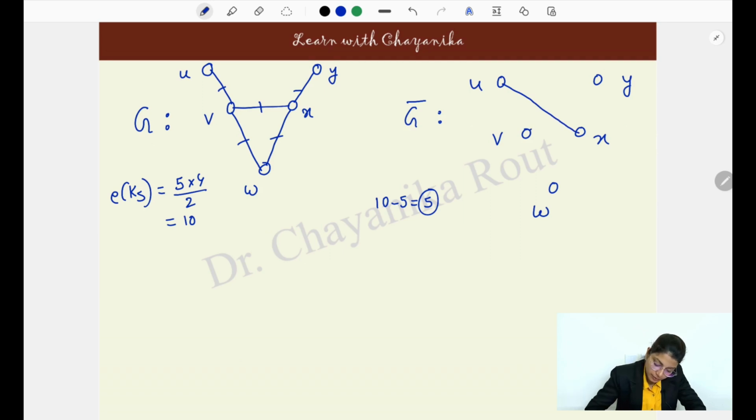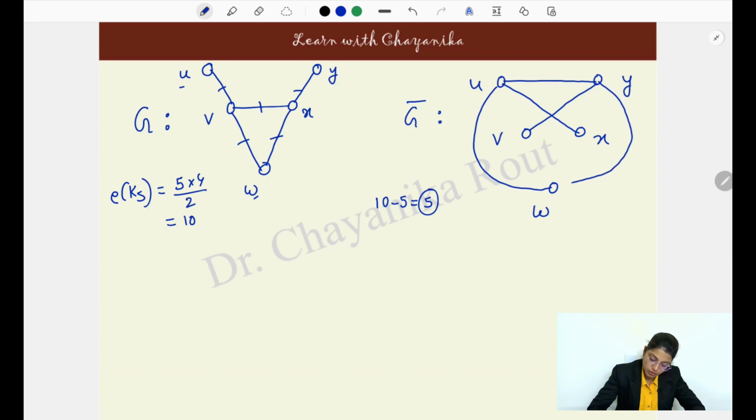Similarly, there will be an edge between vy. Next, u and y are non-adjacent in G, so there will be an edge between u and y. And we can see u and w are not adjacent, so we make uw adjacent in the complement. Similarly, we make y and w also adjacent in the complement. So this is the complement graph, and we can see we have drawn 1, 2, 3, 4, 5 edges as required. So this is the complement graph G bar.